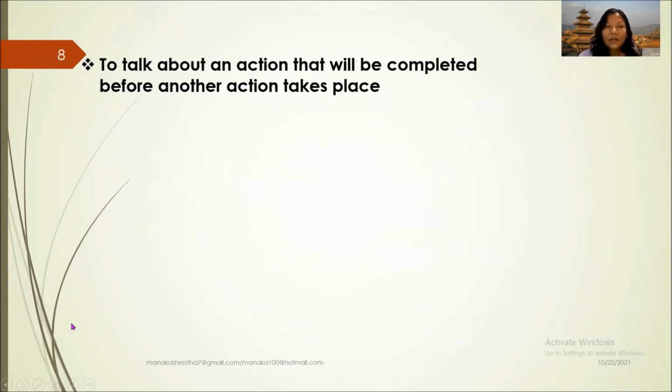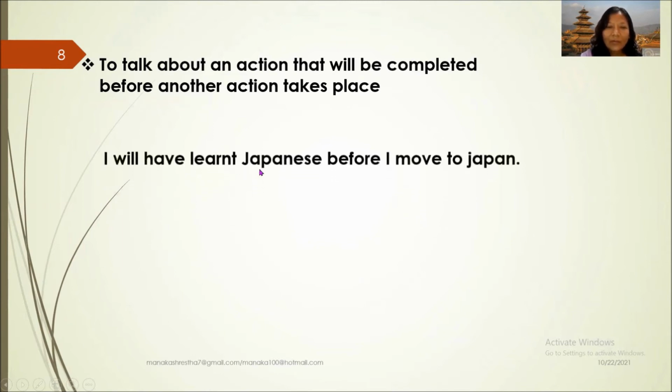In the same way, it is used to talk about an action that will be completed before another action takes place, before another action happens. To show that, we use the future perfect tense. For example, I will have learned Japanese before I move to Japan. Before I move to Japan, I will have learned the Japanese language.